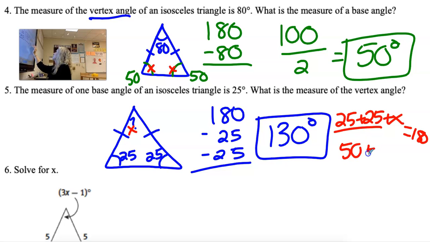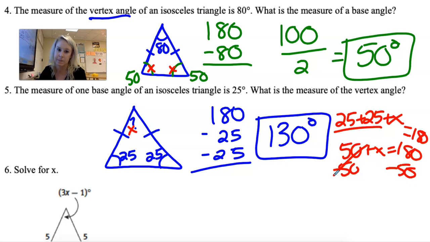50 plus x equals 180. And again, you still get the same answer doing it the algebraic way. We're just doing one part in our head. You can do one part physically, mathematically.